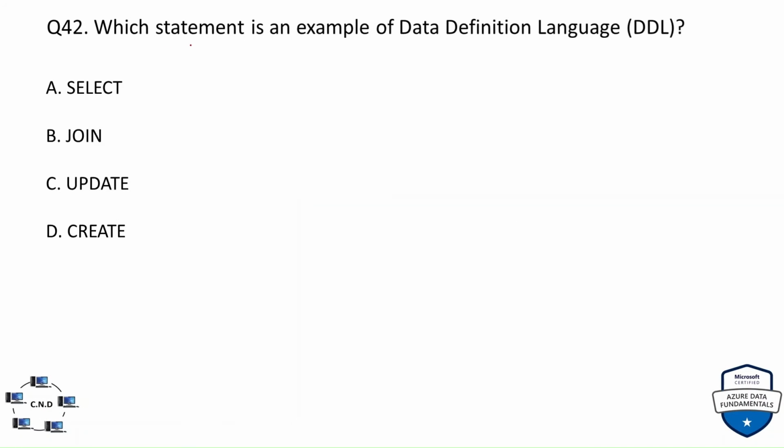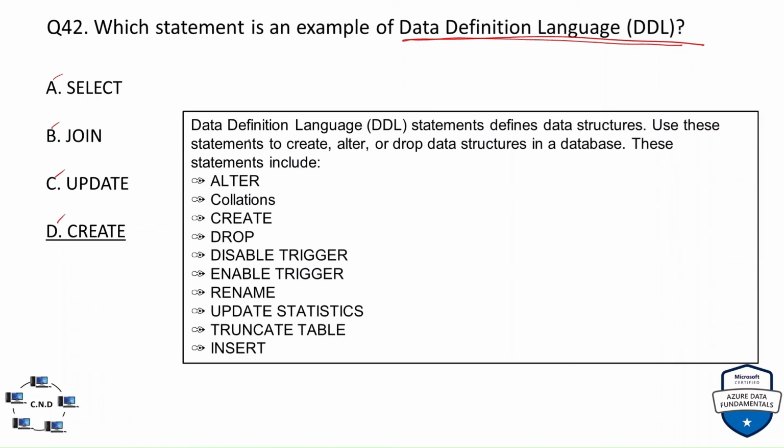Question number 42 is that which statement is an example of data definition language or DDL? And the options are A. Select, B. Join, C. Update, and D. Create. The correct option is the create. So the create statement is an example of DDL or data definition language. The data definition language DDL statements define data structures. Use these statements to create, alter, or drop data structures in a database. These statements include alter, collations, create, drop, all the way up to insert.